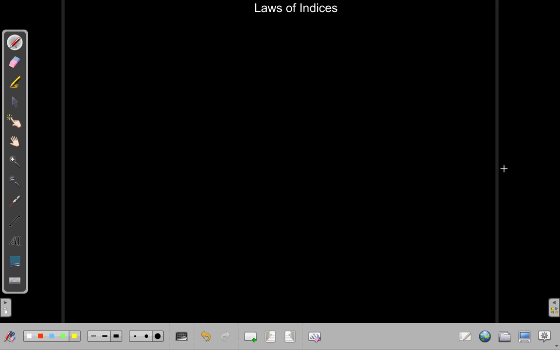Last time we looked at an introduction to indices. Now we will look at the laws of indices.